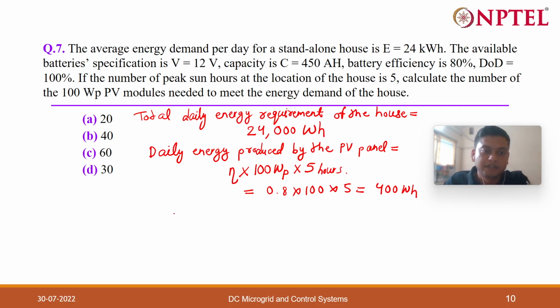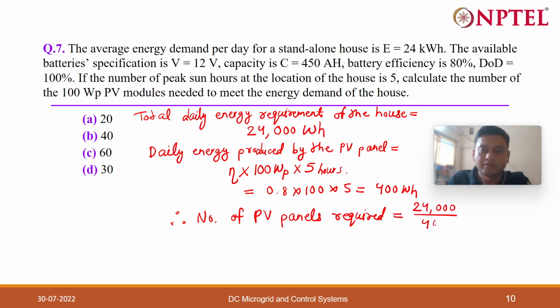So that is, then we have the number of PV panels required. Watt hour, that is 60 is the correct answer. So C is the correct answer.